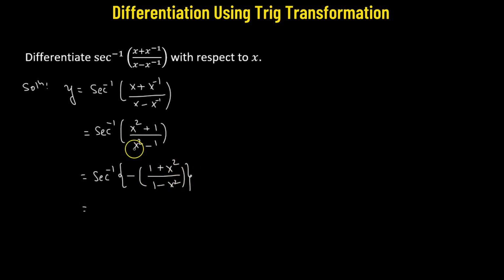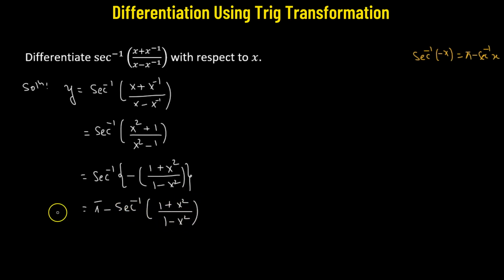So here we can use the property of inverse trig. That means whenever we have secant inverse of negative x, that becomes equal to pi minus secant inverse of x. That means the function will become pi minus secant inverse of (1 plus x squared) divided by (1 minus x squared). We can further simplify this. Let's label this as number 1.